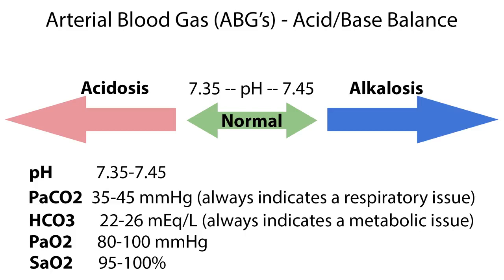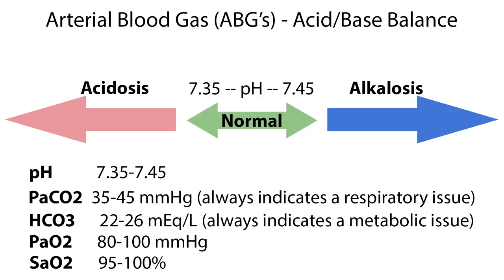PaCO2 is the partial pressure of carbon dioxide and ranges from 35 to 45 millimeters mercury. When it is out of range, it always indicates a respiratory issue. HCO3, or bicarbonate, ranges from 22 to 26 milliequivalents per liter, and when it is out of range, it always indicates a metabolic issue.